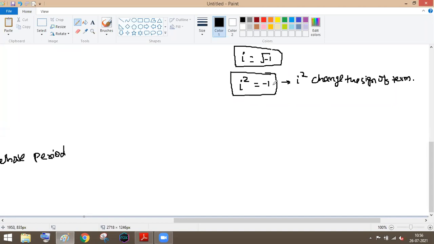And we know that if you multiply minus 1 with any term, its sign changes. That's why I wrote that i squared changes the sign of the term. So what is i? i is root over minus 1. What is i squared? i squared is minus 1.